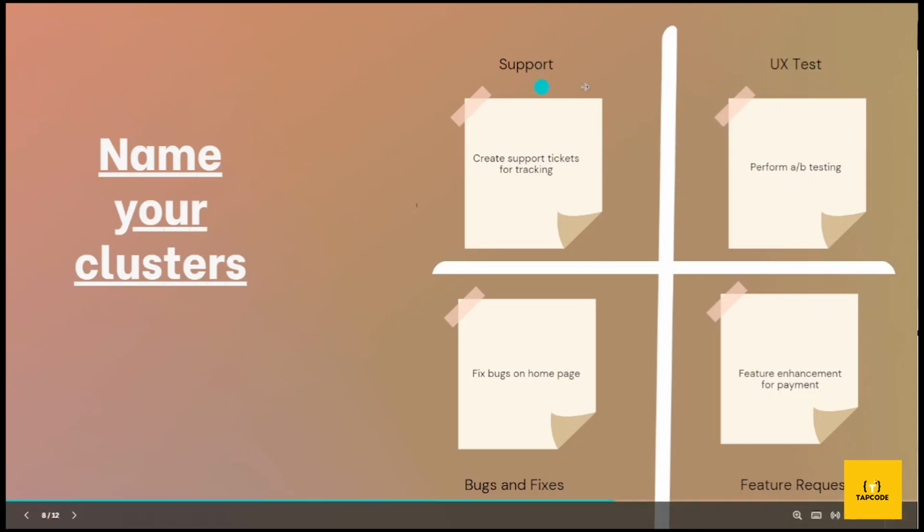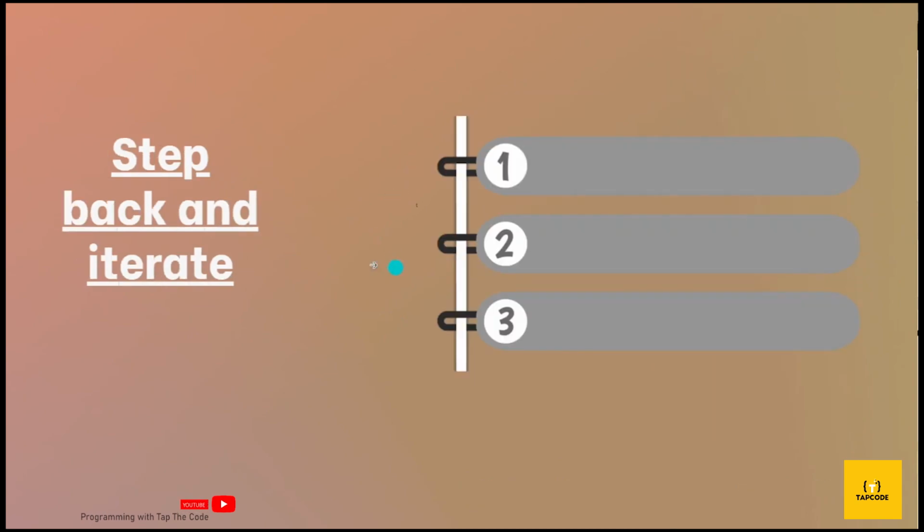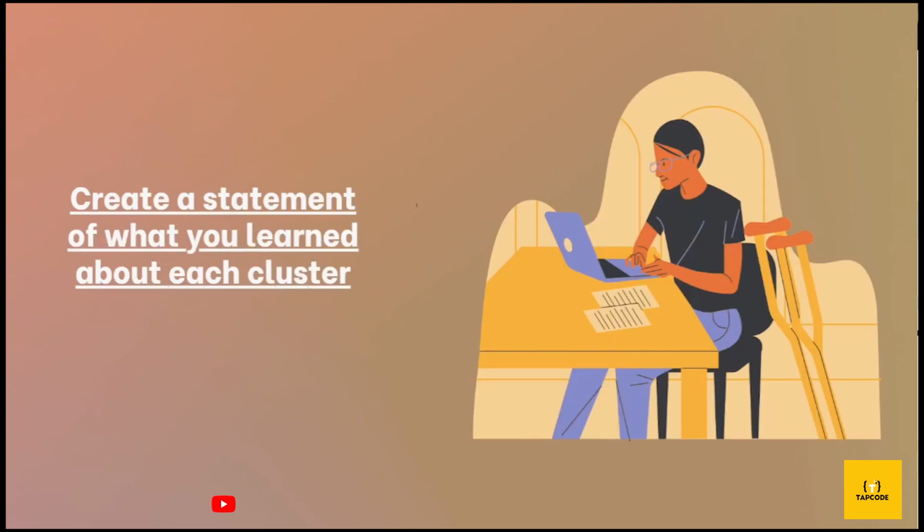I have a cluster called support, I have a cluster called UX test, I have a cluster called feature request, and I have a cluster called bugs and fixes. Here you can see that I have been able to create issues or data points around these particular things, which makes it very easy to place other similar issues so that it helps with brainstorming. After naming your cluster, it is important to go back and iterate with the first, second, and third processes. You'll be able to get a general understanding of the data you have collected, and in that way, this will help you to get a general statement on each cluster.